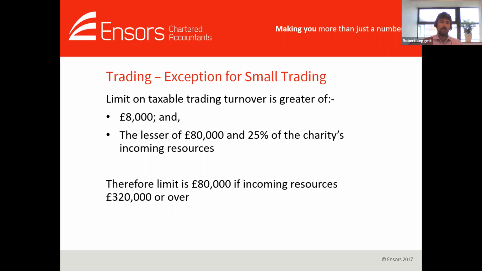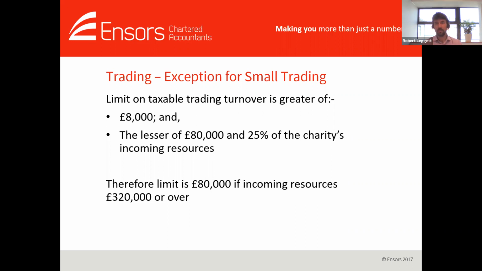Now, the limit on taxable trading turnover to be exempt under the small trading thresholds is the greater of £8,000 or, it sounds complex, but the lesser of £80,000 and 25% of the charity's incoming resources. What that means in practice is it tapers between £8,000 and £80,000. This is applied to turnover, income, not applied to profit. Once your total incoming resources from all sources for a year exceed £320,000, you've hit that £80,000 top limit.